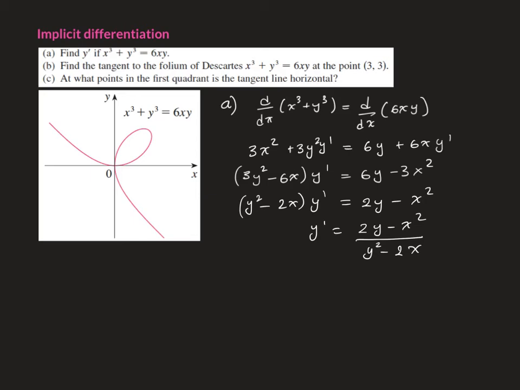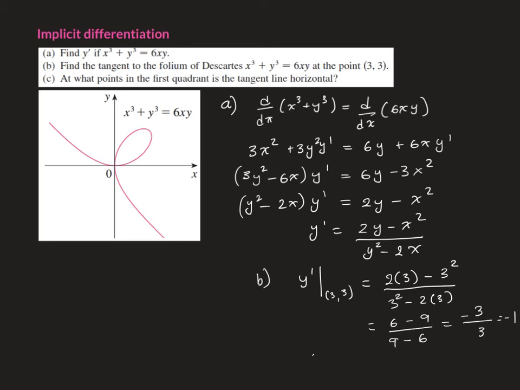Now this would be the slope of the tangent, so we need to evaluate it at the point 3, 3. So y dash at the point 3, 3 is equal to 2 times 3 minus 3 squared over 3 squared minus 2 times 3.